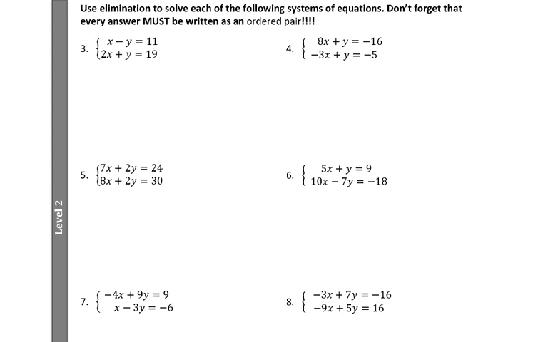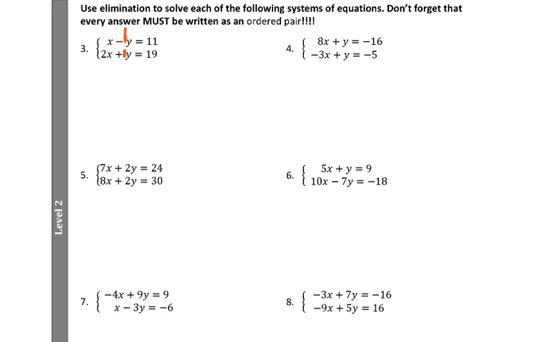Question 2, do we have the same number with the same letter? Well, it doesn't look like it with our x's, because this has a 1 and that has a 2. It doesn't totally look like it with our y's, but we need to remember with our y's that there are invisible 1s hanging out in front of the y's. So yeah, we do have 1s with our y's.